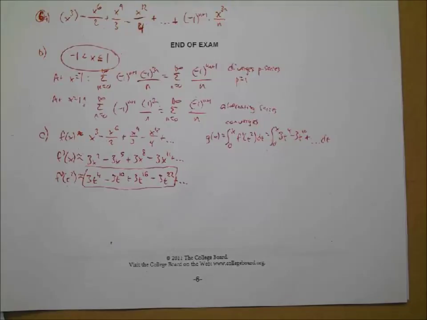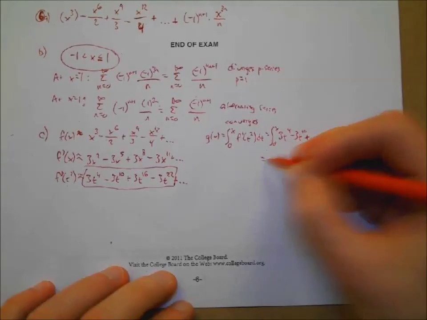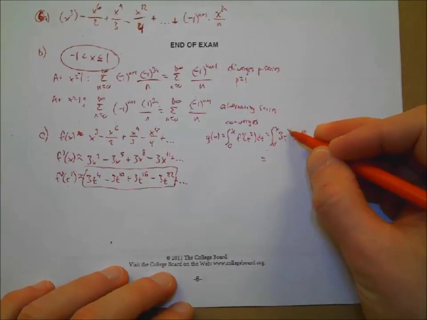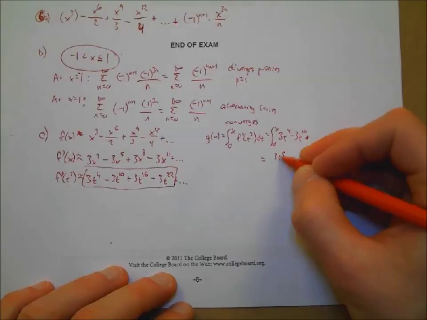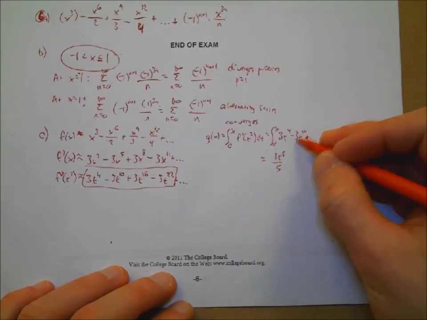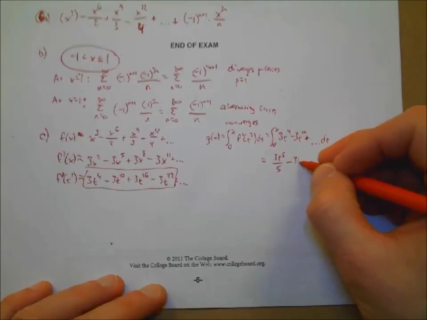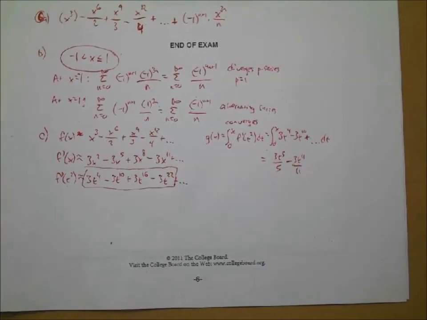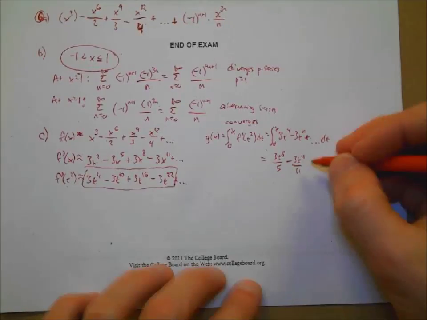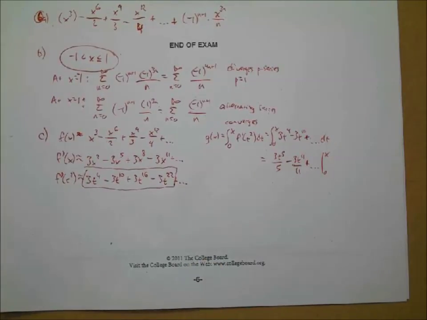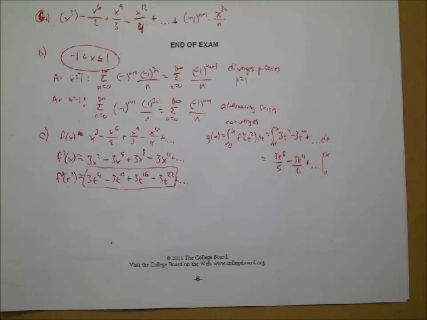And so we're just going to integrate this, right? So integrating 3t to the 4th will become 3t to the 5th over 5, right? And integrating negative 3t to the 10th, well, that's just going to be negative 3t to the 11th over 11. Okay, and we're going to then, of course, dot, dot, dot, and we're going to evaluate that from 0 to x. Okay? What's going to be true about our evaluation here for the lower limit? It's just going to be 0, right?